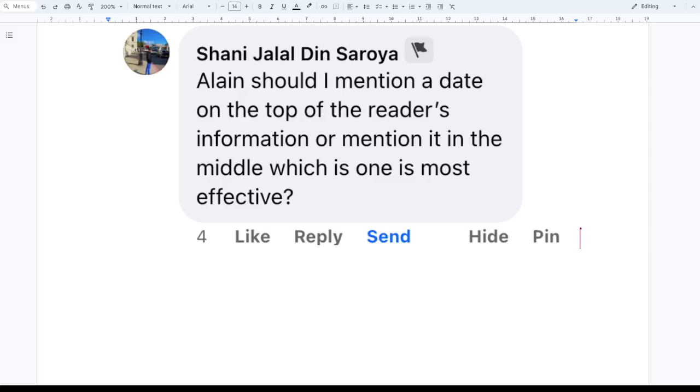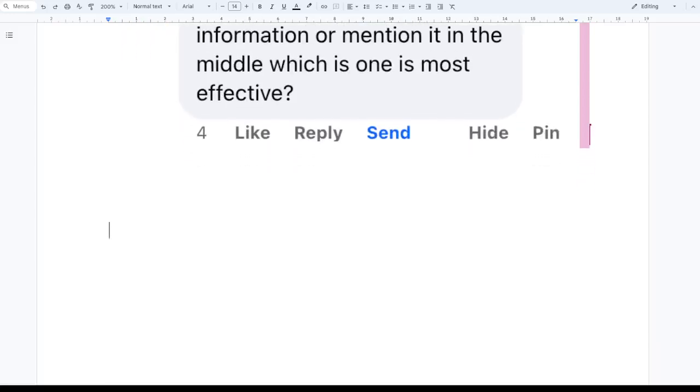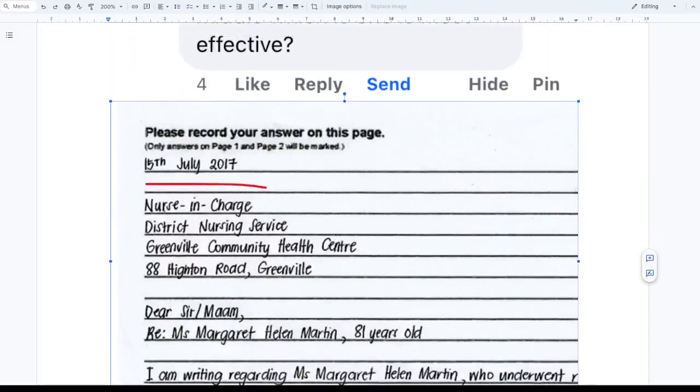One second. Okay. So, Shani, you're asking me about the date of the letter, okay, the date. And I am going to copy paste now an example. This is from one of my students. One of my students sent me this. It's very nice handwriting. I hope you guys can all see this. It's coming now. Here we go.